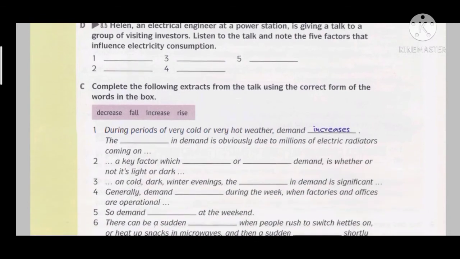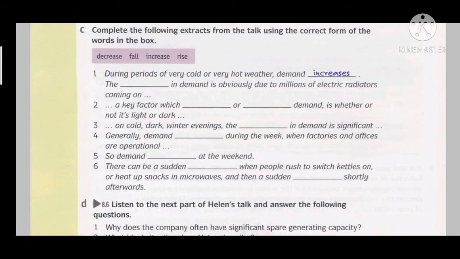Okay, now move to C. Complete the following extracts from the talk using the correct form of the words in the box. We are going to use them as verbs sometimes and as nouns sometimes. هنستخدمهم كأفعال وكأسماء في بعض الحالات. Number 1. During periods of very cold or very hot weather, demand increases. Yes, that's right. So this is a verb. The blank in demand is obviously due to millions of electric radiators coming on.